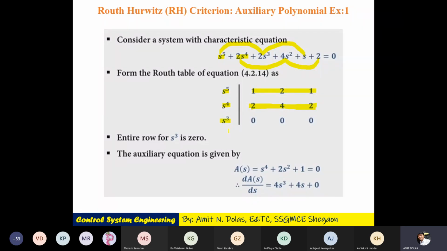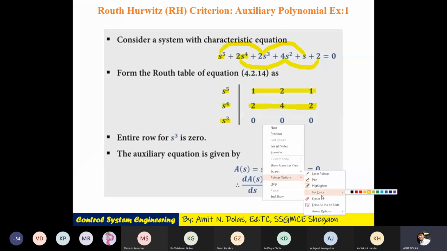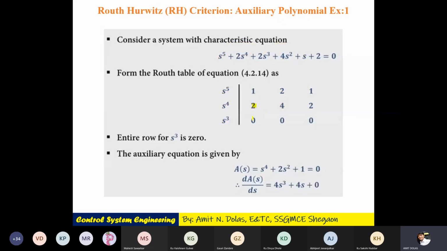And I'm interested in the s to the power 3 row in the Routh table. So you can compute it; just see the example here. I'm interested in computing this: 2 into 2, that is 4, minus 1 into 4, that is 4. So 4 minus 4 will of course be 0. Divide by 2, it is 0. Similarly, it happens here: 2 into 1, that is 2, minus 1 into 2, that is 2. So it will of course be 0. And the next entry here is already 0, so you can take it as 0. So 0 is there.